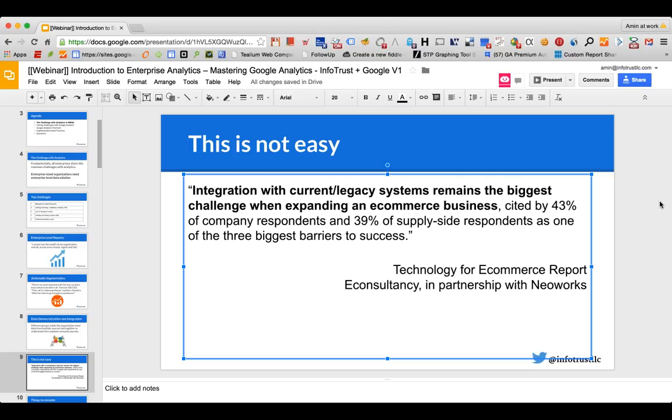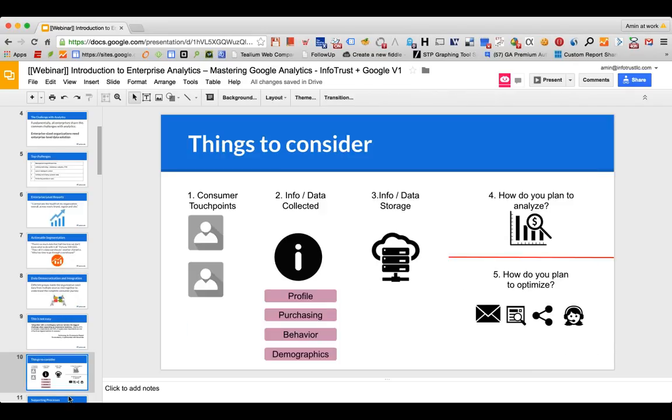As this is not easy, this is difficult. Data is difficult. And there are things we have to consider. So for sure, we have to consider the consumer touch points, the information and data that is collected, and how this data is stored. There's no big shocker here. The number of consumer touch points has exponentially increased. The data collected is infinitely bigger and more complex than it used to be.